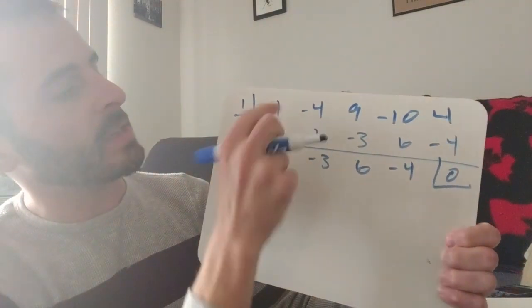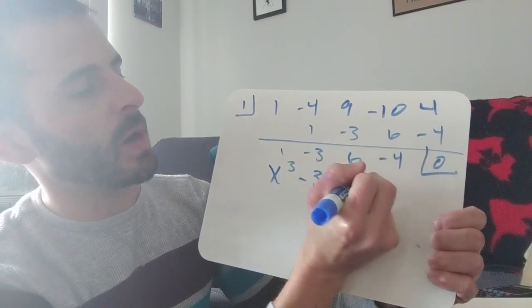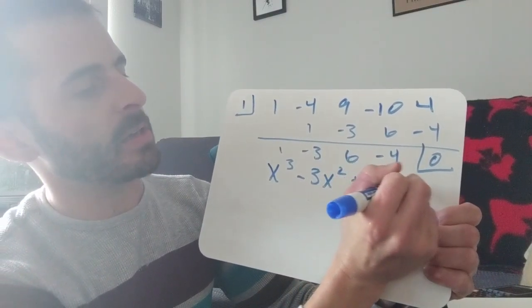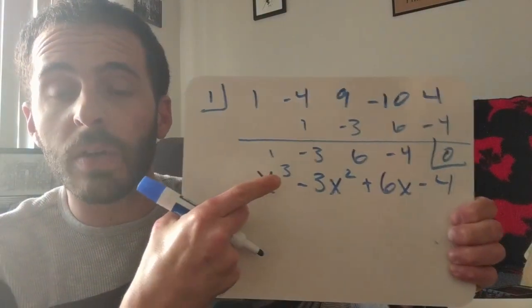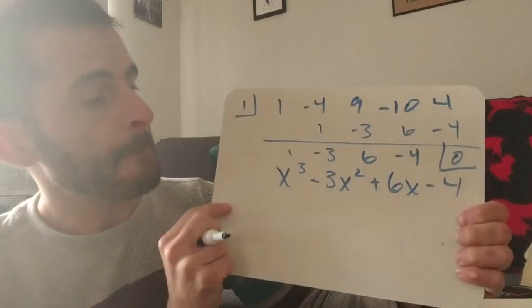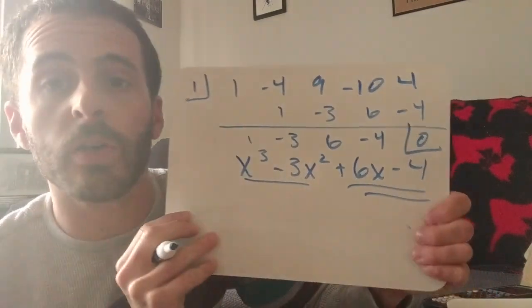And now this was x to the 4th. I'm left with x cubed minus 3x squared plus 6x minus 4. All right, so now I have x cubed, which means I have 3 more solutions I need to find. But I have a huge problem because I'm going to try to group it.